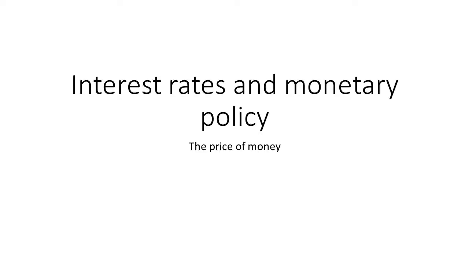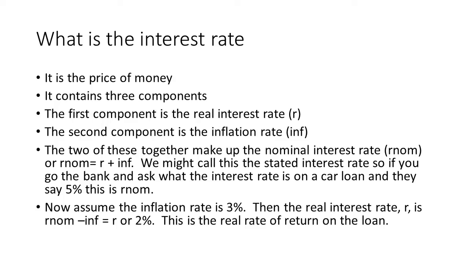In this chapter, we discuss interest rates and monetary policy. Previously, we discussed fiscal policy that was undertaken by the federal government. Now we're going to talk about monetary policy, which is undertaken by the Fed, the Federal Reserve, and we've discussed them before. Subtitle: The Price of Money. The way the Federal Reserve operates is through monetary policy and by setting the price of money, which is the interest rate.